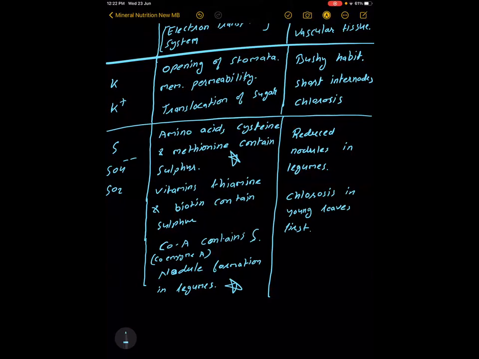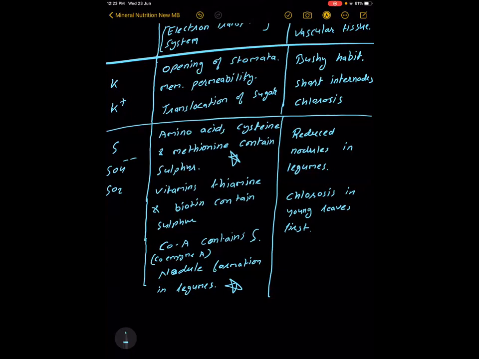So why is chlorosis seen first in young leaves? Because sulfur is actually a non-remobilized material, like calcium and sulfur. They cannot be remobilized. So if sulfur is not available, chlorosis starts in young leaves first.